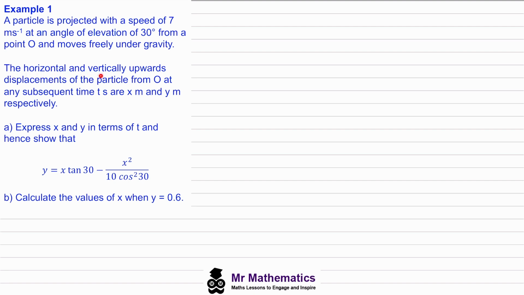The horizontal and vertical upwards displacement of a particle from O at any subsequent time t are x meters and y meters respectively. And then for part A, we've been asked to express x and y in terms of t and show we can create this equation. And for part B, we're going to use this equation to find the x value when y is 0.6. Okay, so clearly there's a lot going on here.